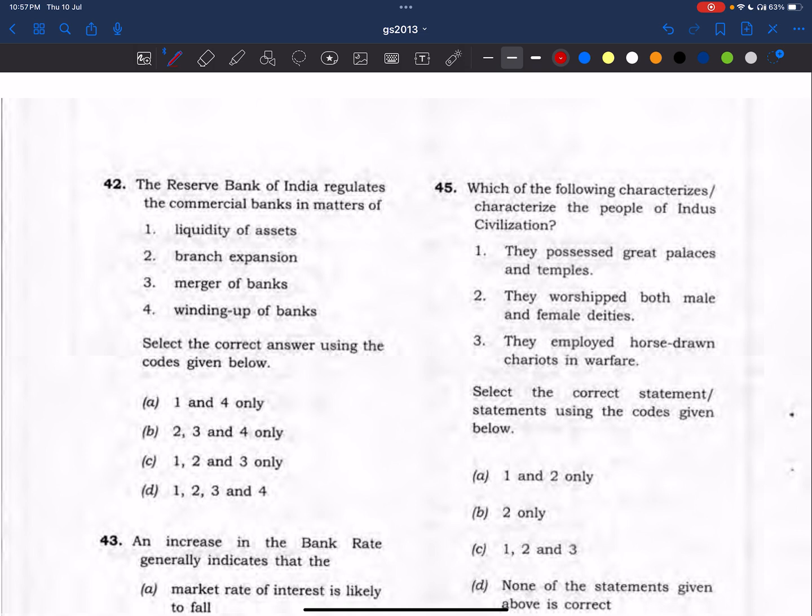Reserve Bank of India regulates commercial banks in matter of... See here he is asking about Reserve Bank of India functions. We know Reserve Bank is the banker of banks, and that means it regulates all the functions of banks. So see here, liquidity of assets. Yes, CRR and SLR, they're also there. In that way, Reserve Bank is controlling the liquidity of the banks.